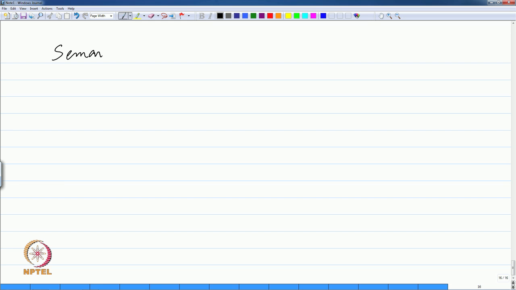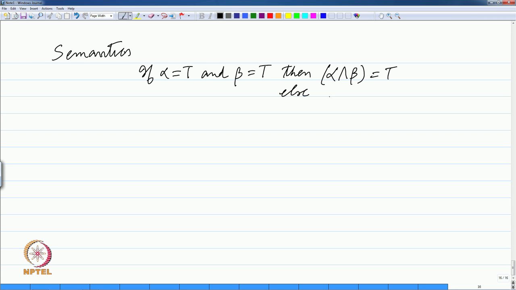We did not write it explicitly, but we will have statements like: if alpha is equal to t and beta is equal to t, then alpha and beta is equal to t, else alpha and beta is f.